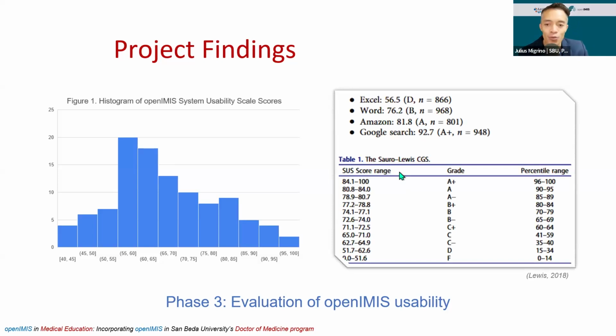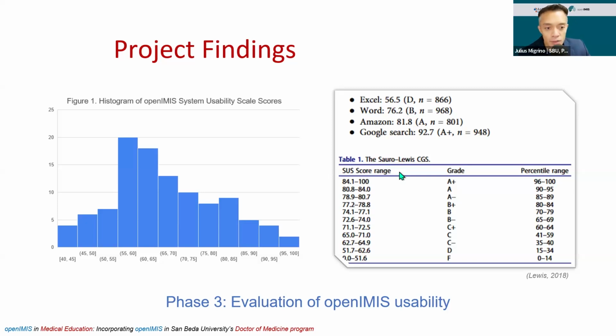I know a lot of you might cringe. Microsoft Excel for most people is a very difficult program, very difficult software to use. It has a score of 56.5 and a letter grade of D. While Google Search, which is a very user-friendly interface, has a score of 92.7 and a letter grade of A+.